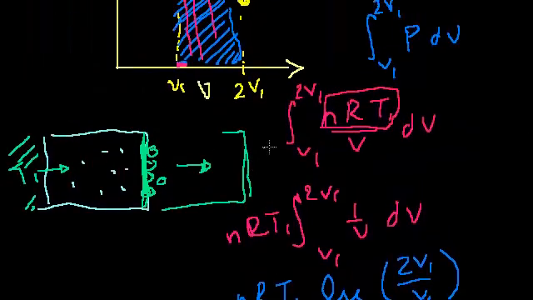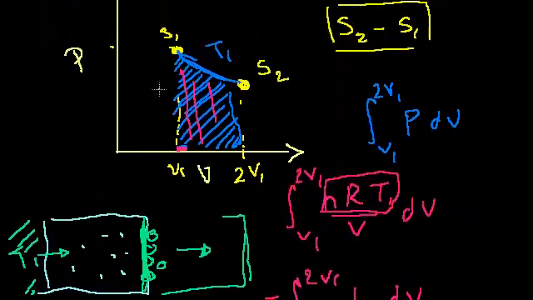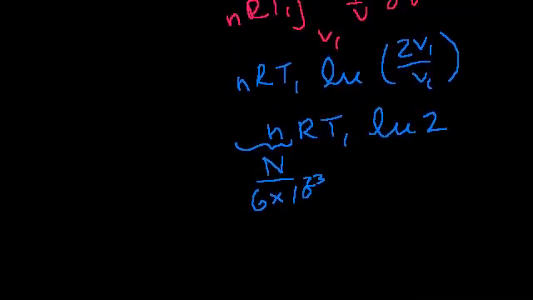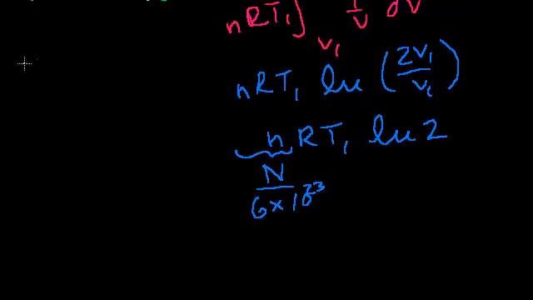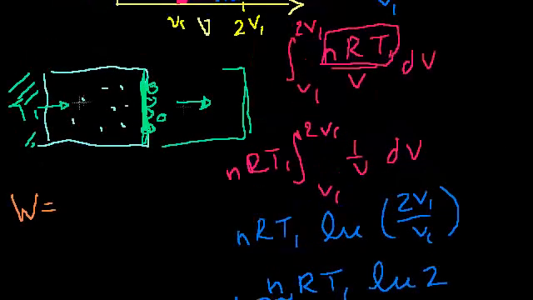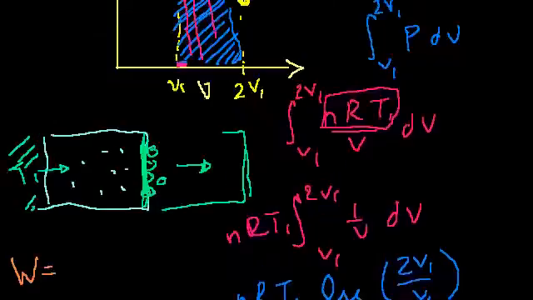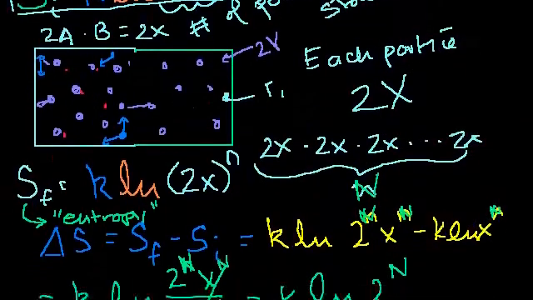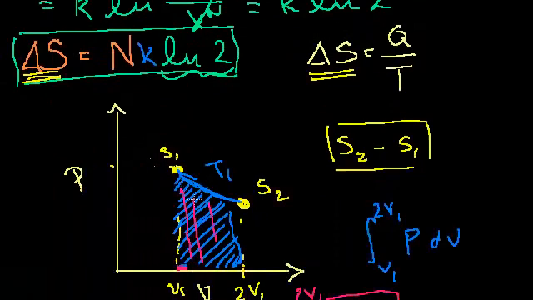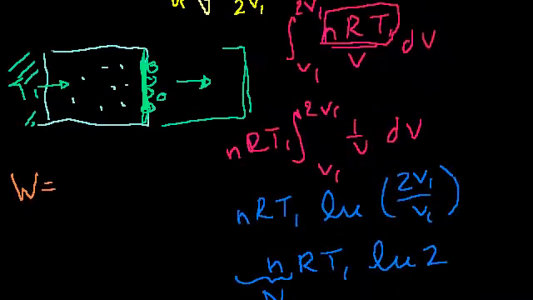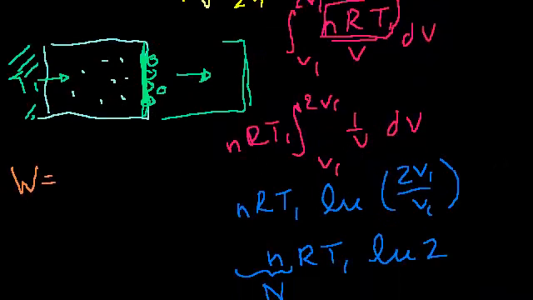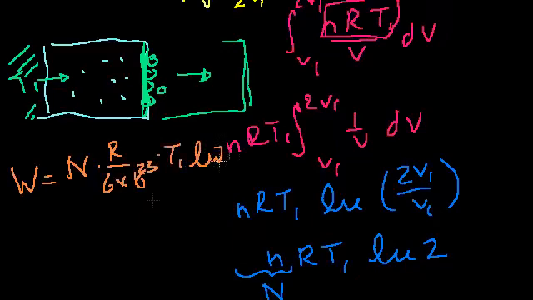Remember, all of this we were trying to find the amount of work done by our system, right? This is our quasi-static process. It's going from this state to that state, but doing it in a quasi-static way so that we can get an area under the curve. So the work done by this system is equal to, I'll just write it, n times R over 6 times 10 to the 23rd times T1 natural log of 2.